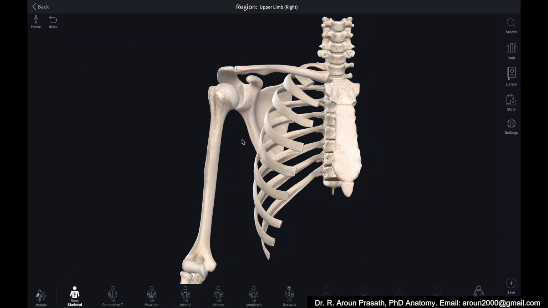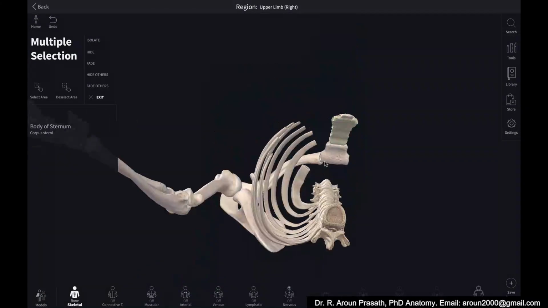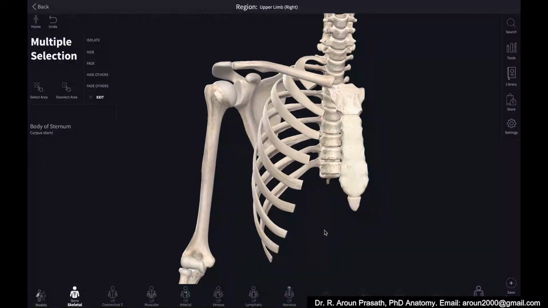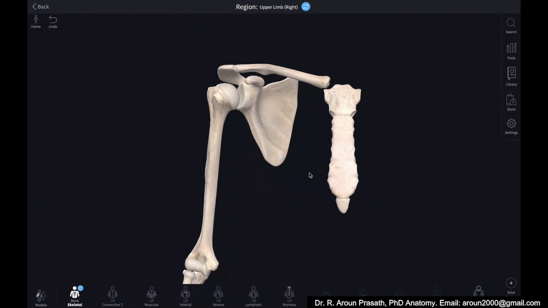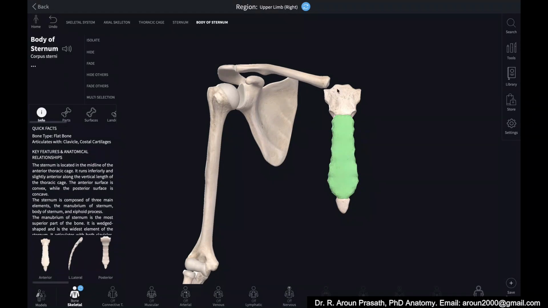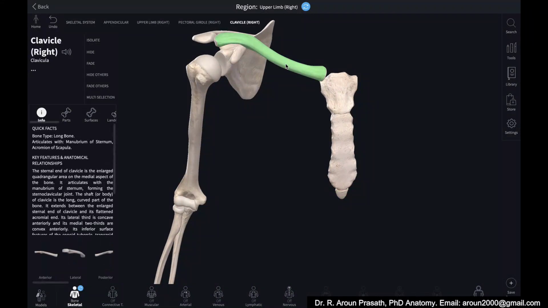Now coming to the bones of the upper limb. As I told you, the upper limb starts with the clavicle, scapula and the remaining bones. This is the sternum bone in the anterior aspect of the chest, and the sternum has three parts: the manubrium, the body of the sternum, and the xiphoid process. And this is the clavicle bone.